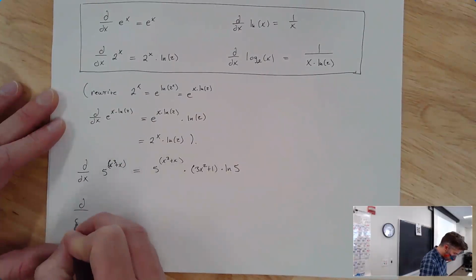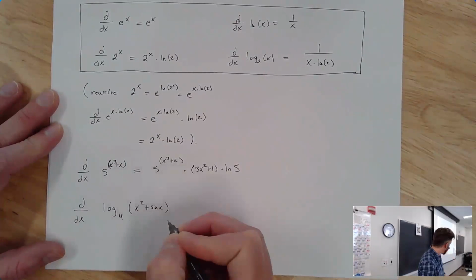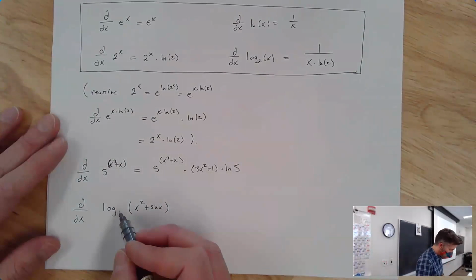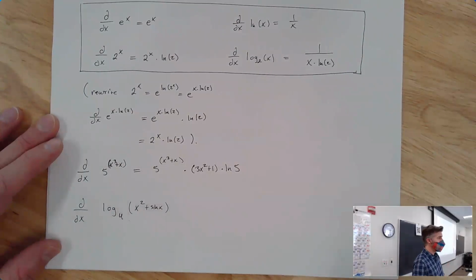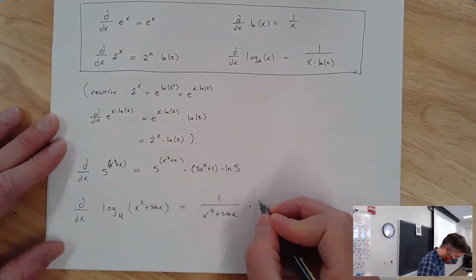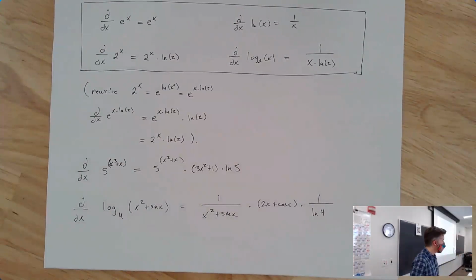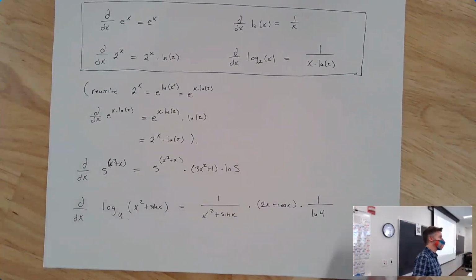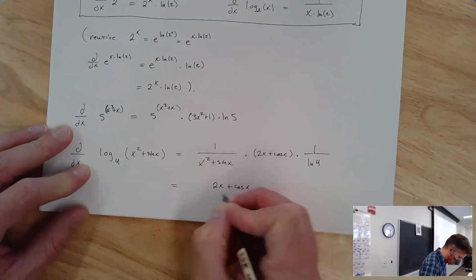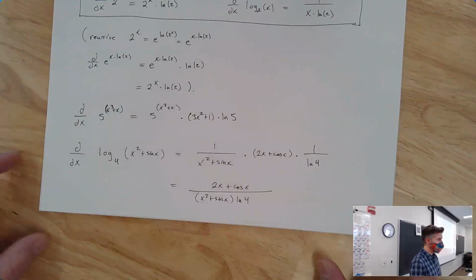In a similar fashion, take the derivative of something like log base 4 of x squared plus sine of x. Well, I know the derivative of the natural log of some stuff is 1 over the stuff times the derivative of the stuff. So for the log base 4, I'm just going to get an additional natural log of 4 in my denominator. So it's going to be 1 over the stuff times the derivative of the stuff, and then also a natural log of 4 in the denominator. You would most likely write this as one fraction instead of all these different pieces: 2x plus cosine x, all divided by x squared plus sine of x times natural log of 4. That's probably the nicest way of writing that.